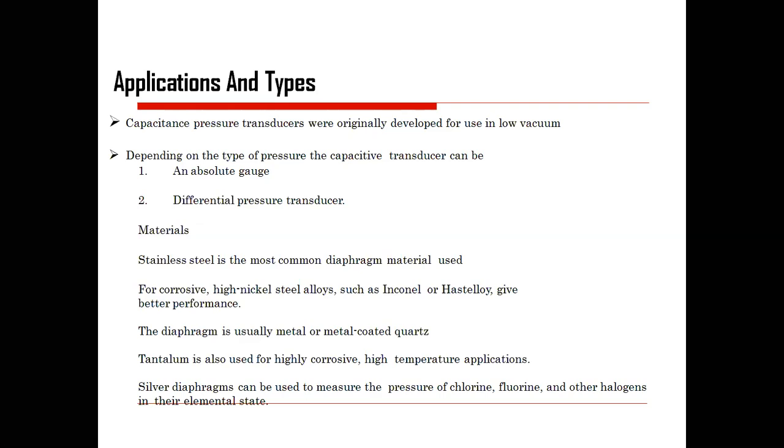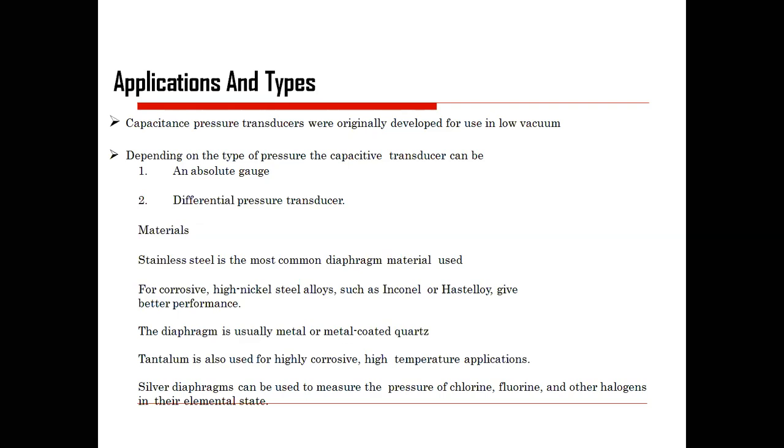So the diaphragms are usually a metal or a metal coated quartz. A single diaphragm that can be directly used for pressure measurement, though I have mentioned here that for capacitive type it should be metal or metal quartz. However, it is not true in all aspects. If I am utilizing a simple application without a capacitive type, in that case there is no necessity to use a metallic type. You can even use a non-metallic type of diaphragm also.